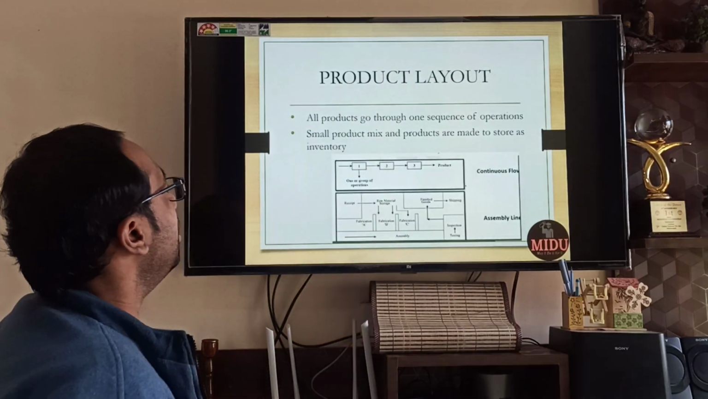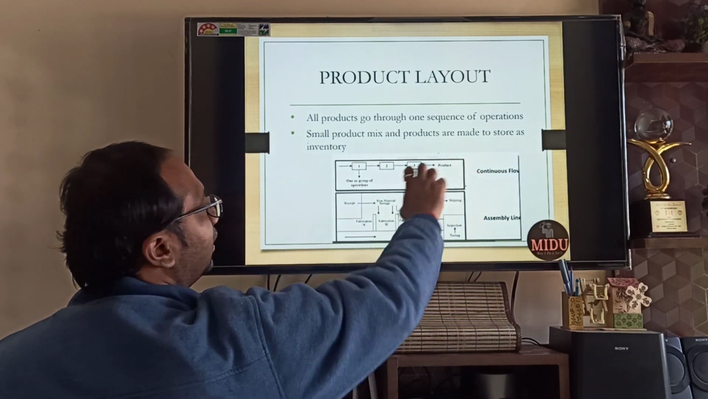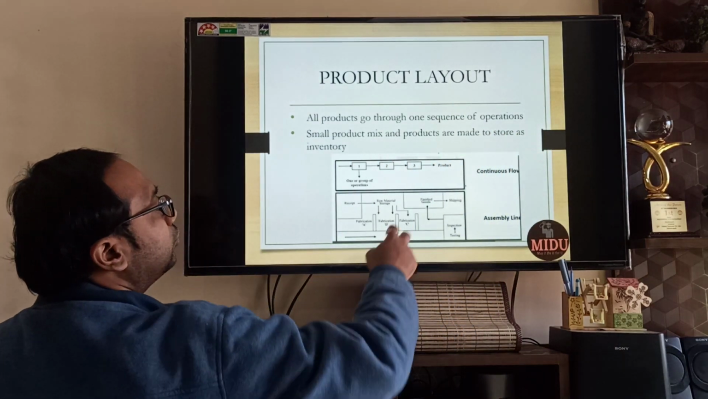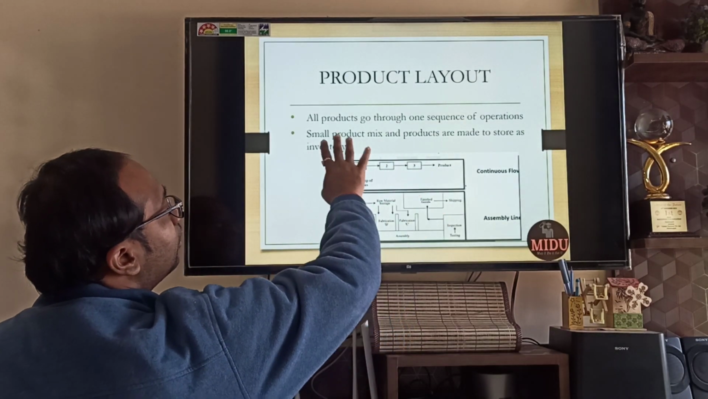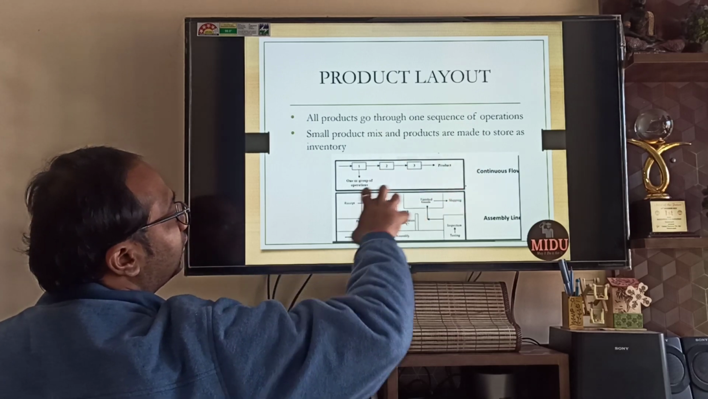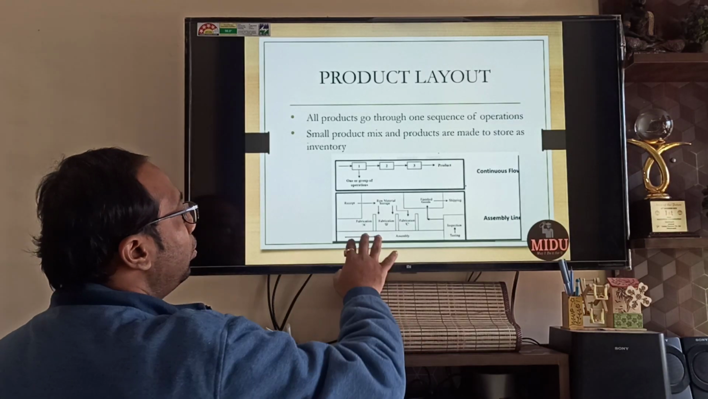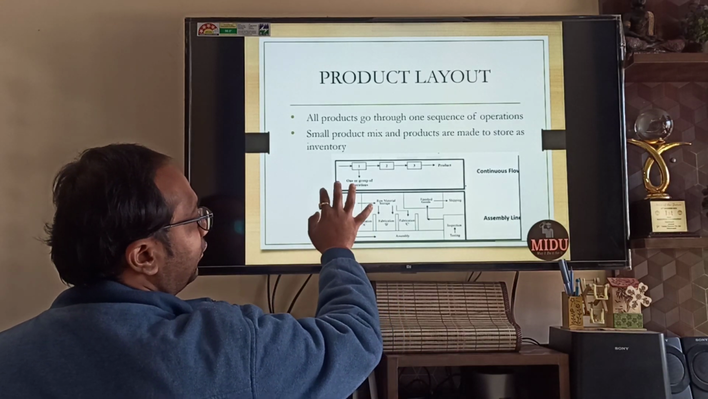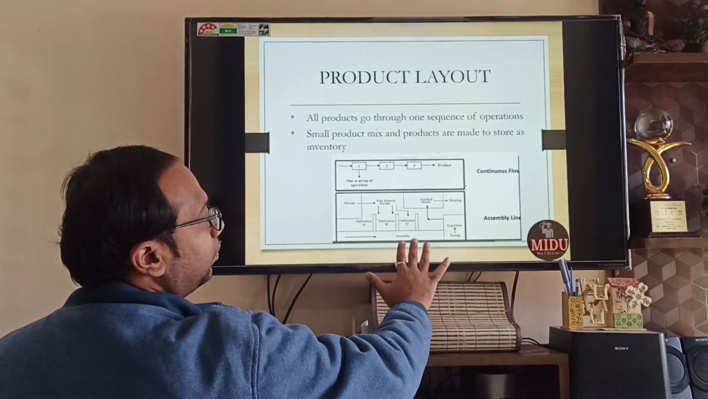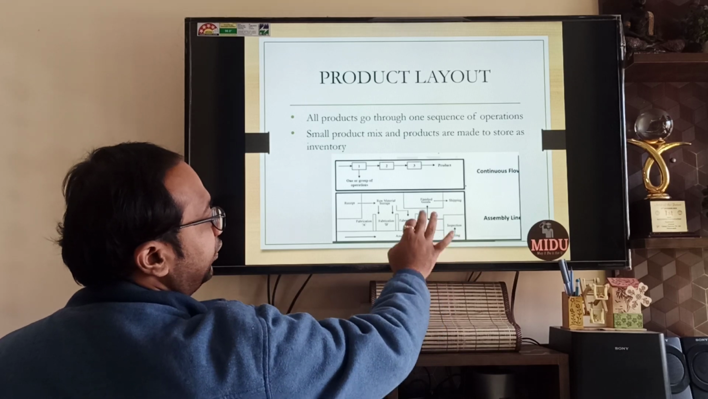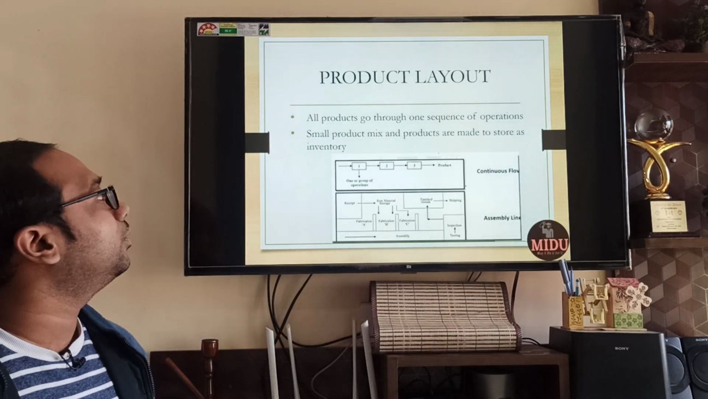Second is the product layout. All products go through one sequence of operations. So one sequence of operations will be there, and all products will go through that. So this is the product, and there are operation groups 1, 2, 3. So from that it is going. Small product mix, and products are made to store as inventory. So this is basically the receipt where you have received the products, storage of raw materials, there are different fabrications going on, assembling going on, then there is finished good. Finished good goes through inspection and testing by the QA team, and then there is shipping. This is the product layout.